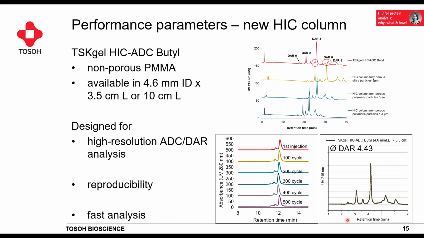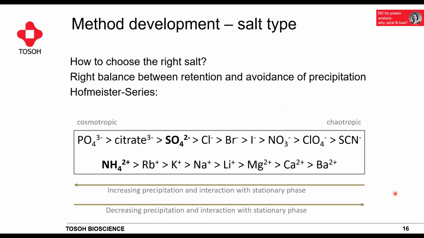This is what has been done here on the 3.5 centimeter column. And we can analyze the DAR in 7 minutes, whereas typically it takes like 20 minutes to analyze the drug antibody ratio. As I said already, available from next year on. And with that, I would like to switch again from the advertising mode into the method development mode.